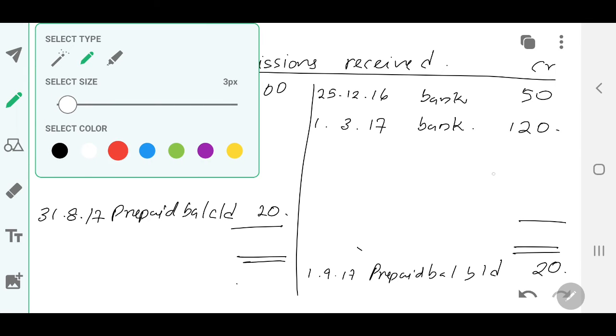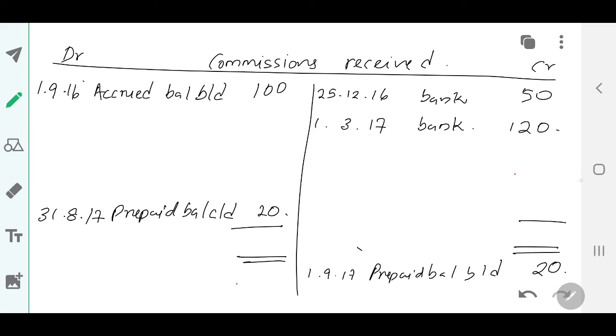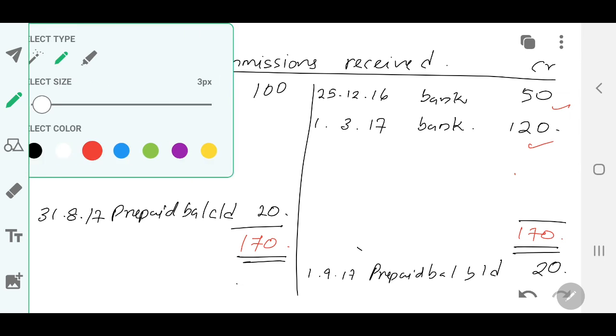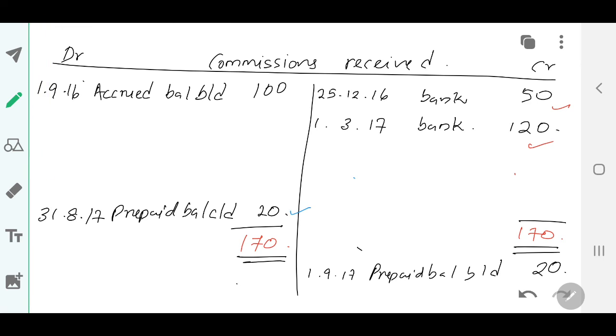Now you can observe that the credit side is greater. 50 plus 120 gives a total of 170. Bring it over here. Now from 170 you take away 200 and you take away 100, which gives you an answer of 50, which goes to income statement under other income as at 31st August 2017.